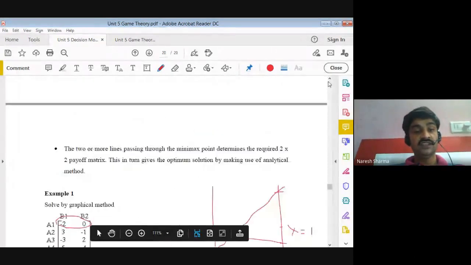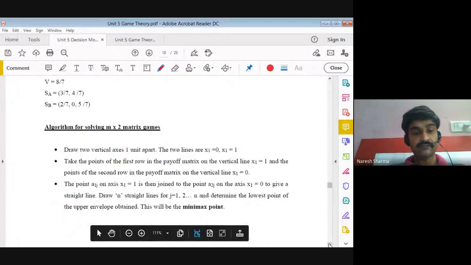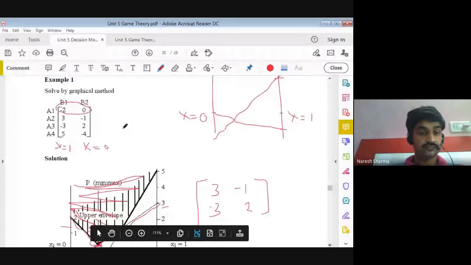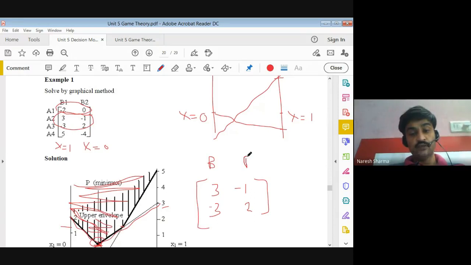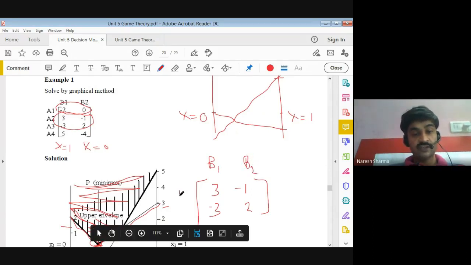So you can see here, sorry, these two. So that is your B1, you may write here B2. So this is your A2 and A3. So now you can just take the difference row wise.